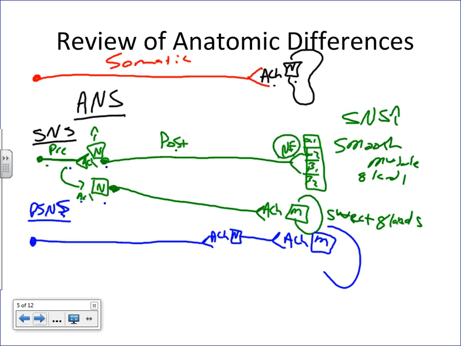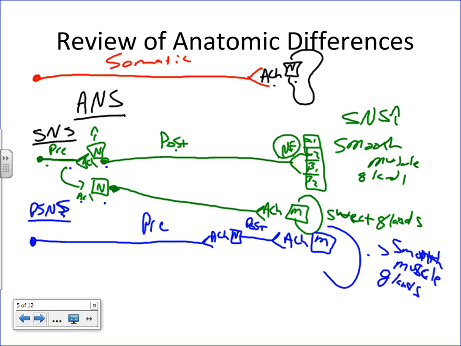And again, we're talking that these postganglionic neurons are innervating smooth muscle and glands as well.